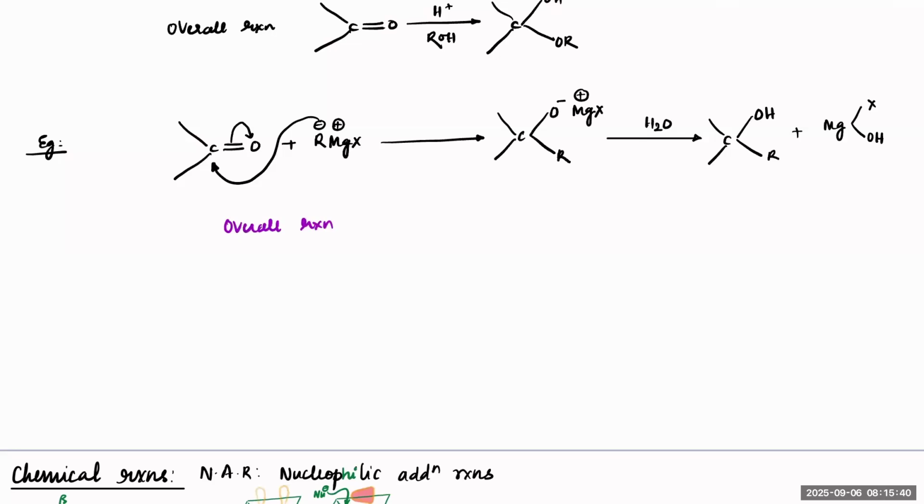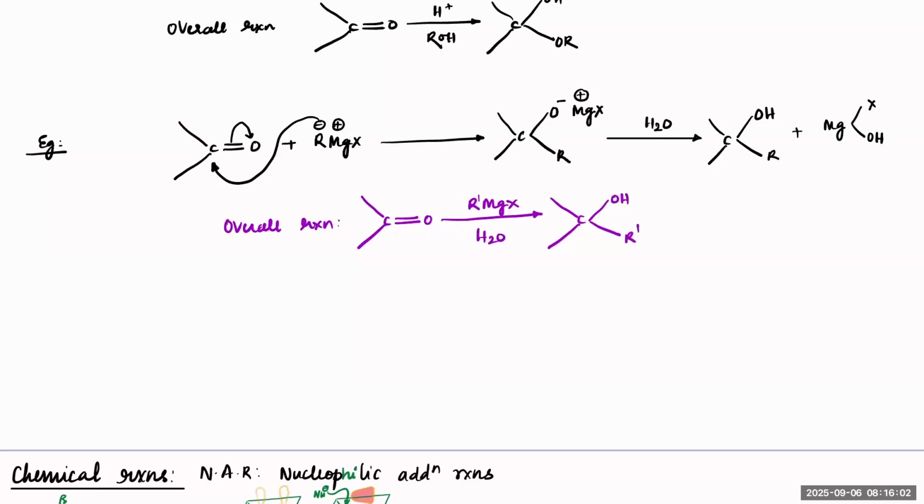So if I write the overall reaction now, it will be C double bond O in the presence of R dash MgX with H2O. So that would be OH and R dash. I mean, if at all I take R dash, that will be R dash.